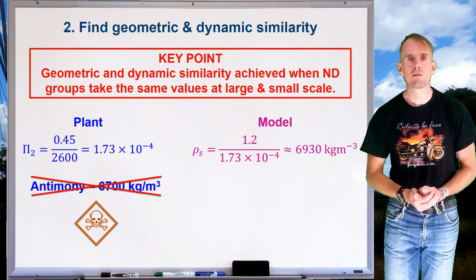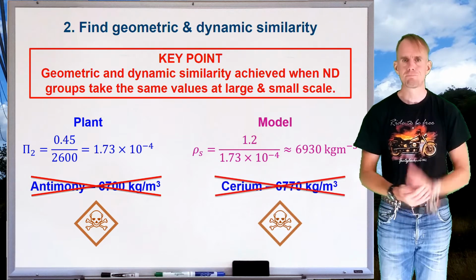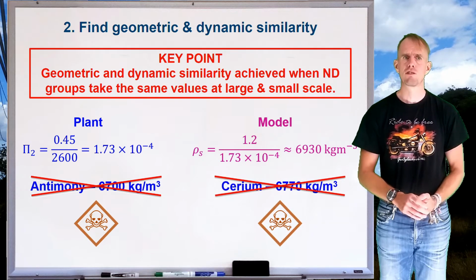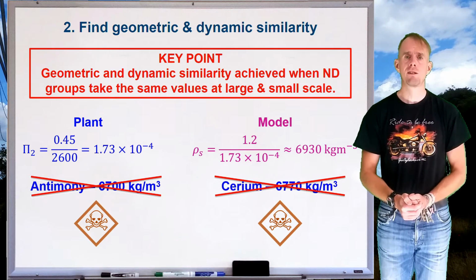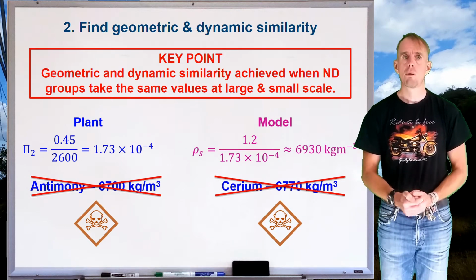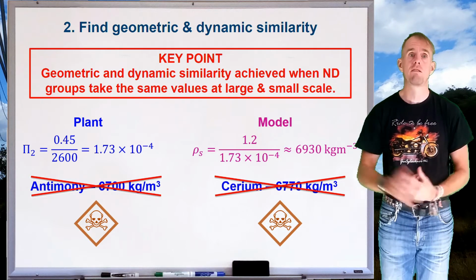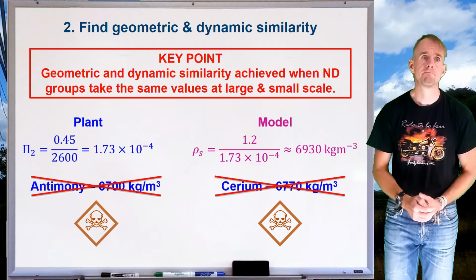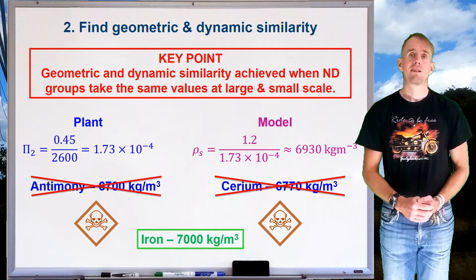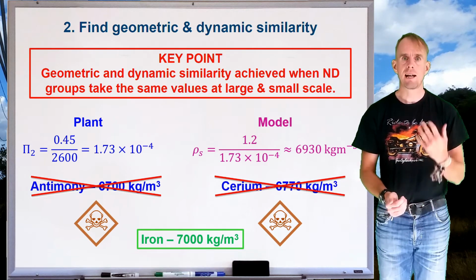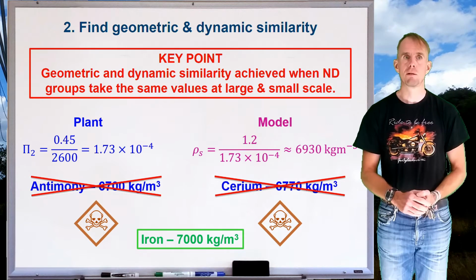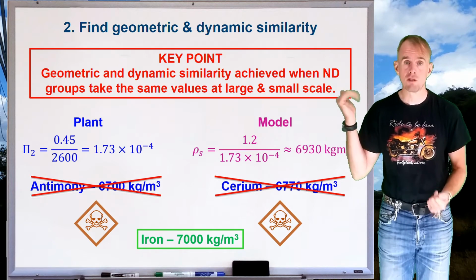So let's find another material with a high density, cerium, 6,770 kilos per cubic metre. Again, referring to our material safety data sheet and looking at the material hazards, we find that it's toxic, so we reject cerium on the grounds of toxicity. We find our table of material properties again and find iron. Iron has a density of 7,000 kilos per cubic metre, actually closer to that we desire.